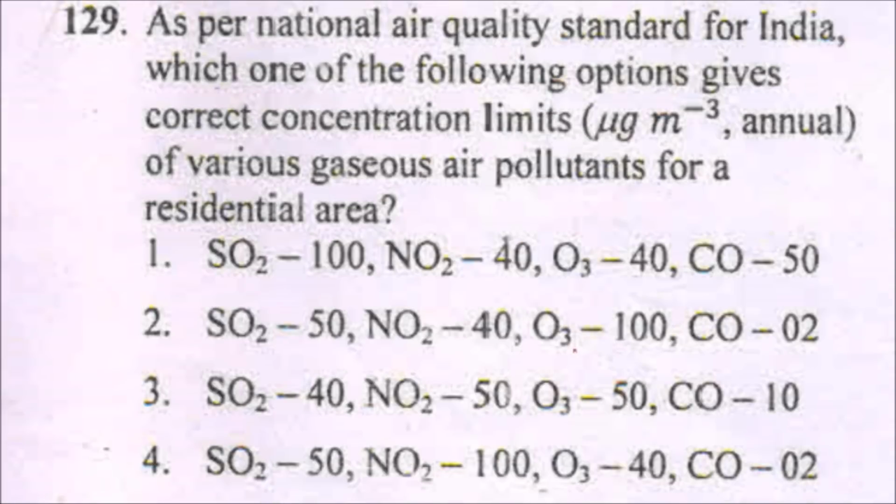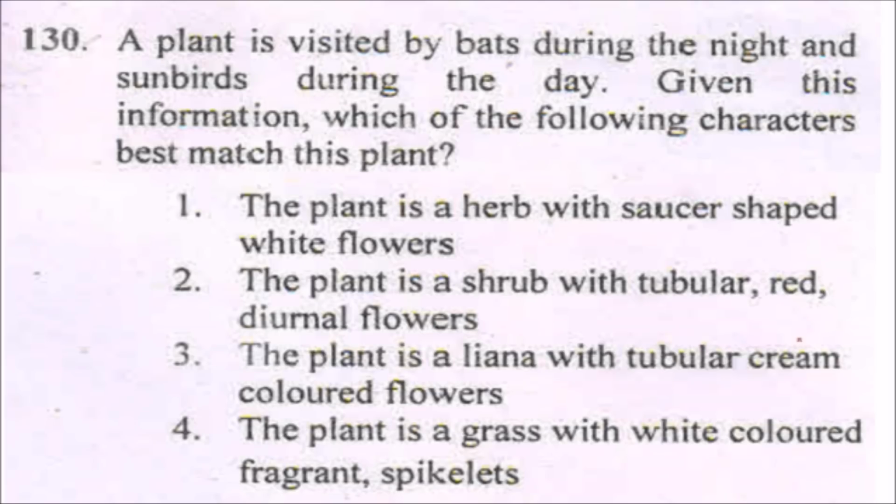Next question is again based on the data. As per the National Air Quality Standard for India, which of the following option gives the correct concentration limits of various gaseous air pollutants for the residential area? So the answer is the one as per the National Air Quality Standard, the limit is the numbers SO2 and NO2 40, O3 is 100, and CO is 02.